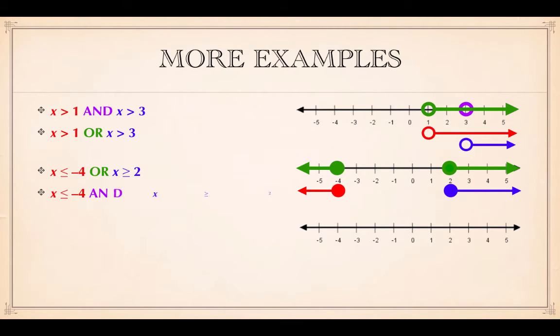If I want the numbers that were graphed both times, well, I don't see any overlap between the red part and the blue part, so there's actually no solution to that, and that happens sometimes.